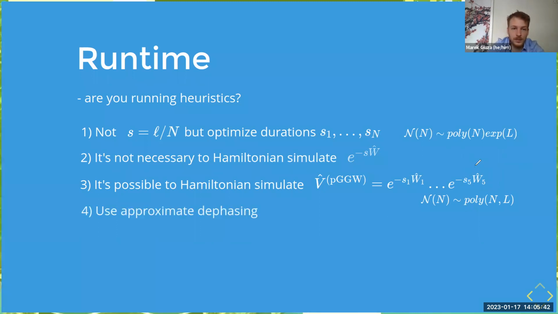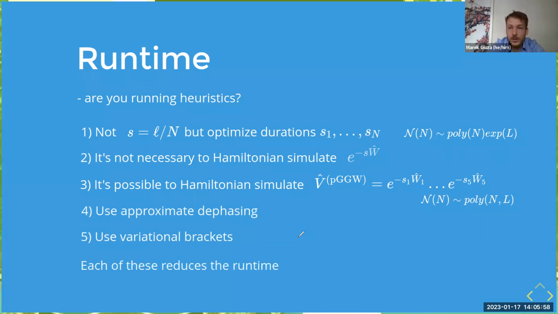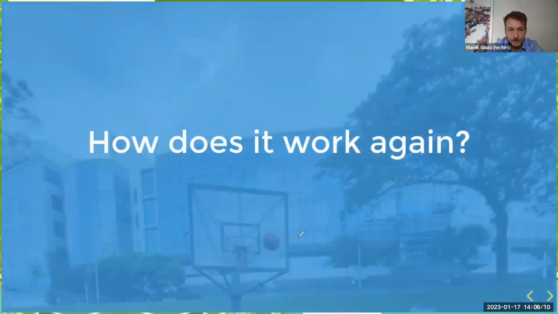so the classical control. You can use approximate dephasing. That's something that I'm bounding in the paper. But then one of the coolest ideas is to use variational brackets, which have much better scalings. It's just you need to get lucky how to choose those brackets. So each of them reduces the runtime, and I think the list can continue. So this algorithm can still be improved quite a lot if it receives more attention.